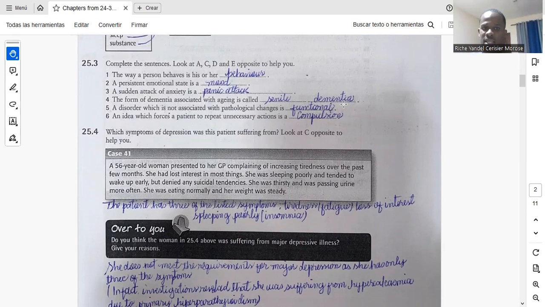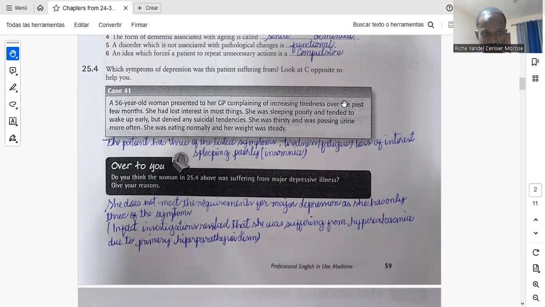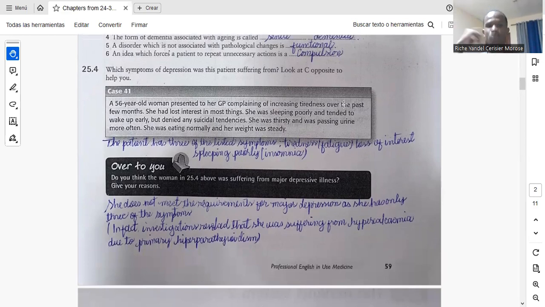Next, the way a person behaves is his behavior. A persistent emotional state is a mood. A sudden attack of anxiety is a panic attack. The form of dementia associated with aging is called senile dementia. A disorder which is not associated with pathological change is functional. An idea which forces a patient to repeat an unnecessary action is a compulsion.